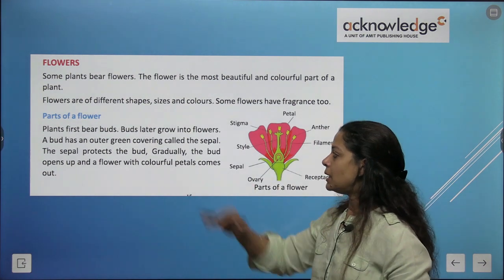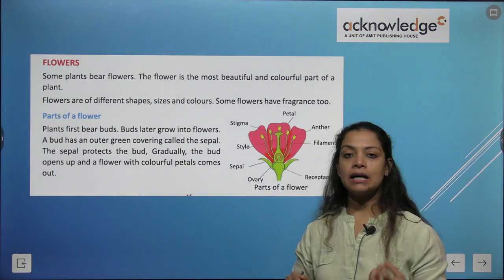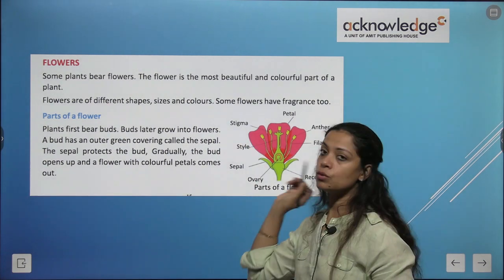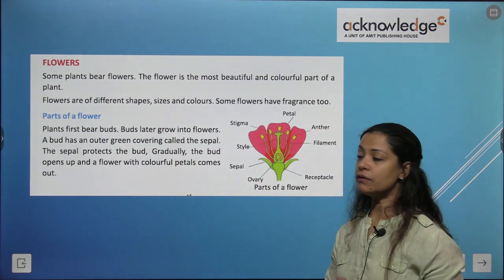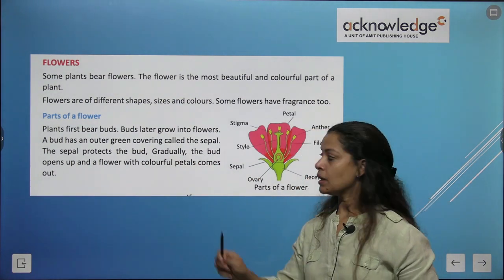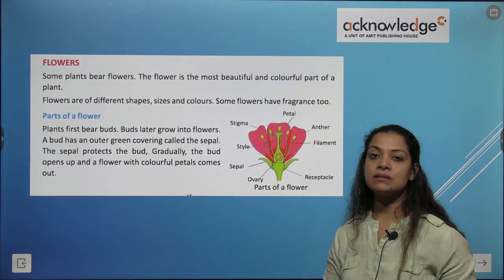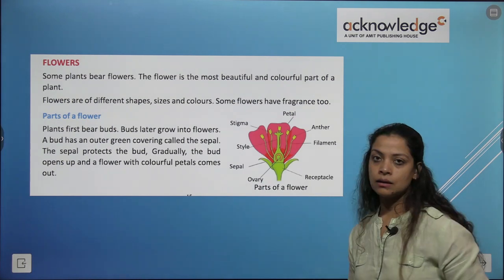Let's see. Plants first bear buds. पहले फ्लावर से पहले बड, छोटा सा एक कली होता है. Buds later grow into flowers. A bud has an outer green covering called the sepal. The sepal protects the bud. Gradually the bud opens up and a flower with colorful petals comes out.